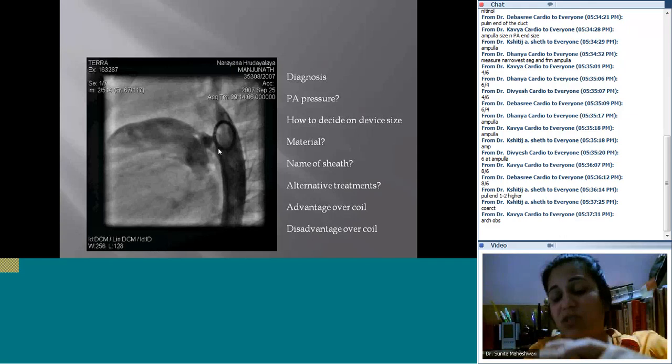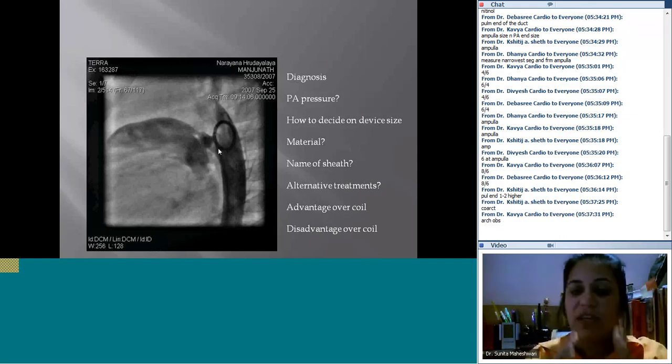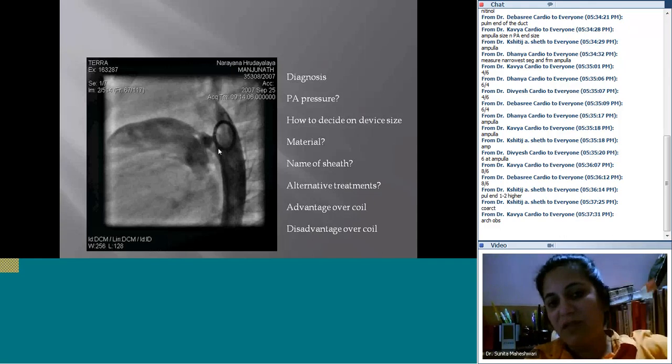So the key of any device sizing with a PDA device is that at the ampullary end, you have to measure the ampulla. And your device size cannot be bigger than your ampulla. Okay, because if it's bigger, it's not going to sit, or it's going to sit in the arch and cause a collapse. So if I tell you the ampulla is 6, you cannot go bigger than a 6-foot device. Okay. Now, when you look at the narrowest end, if it was 3 mm or 4 mm, yes, ideally you want 1 to 2 millimeters more, but not more than the size of the ampulla. You cannot oversize on that.